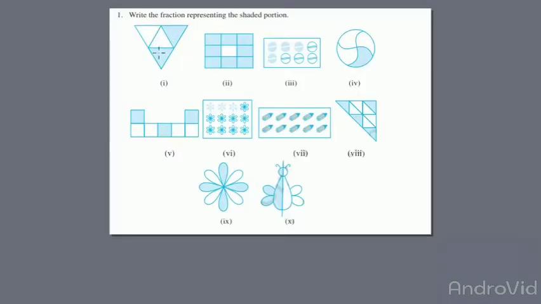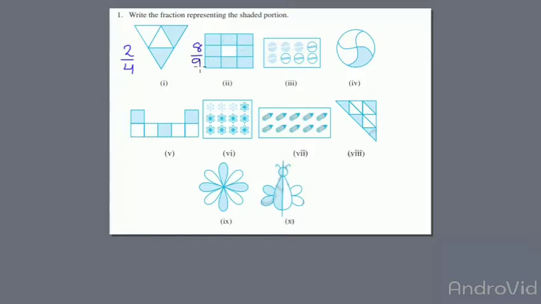In the first question, we have 2 shaded portions out of 4. So we write 2 out of, we have 1, 2, 3, 4, so 2 over 4. Second question, we have 1, 2, 3, 4, 5, 6, 7, 8 shaded portions out of a total of 9, because 1 is not shaded. Therefore, we write 8 over 9.